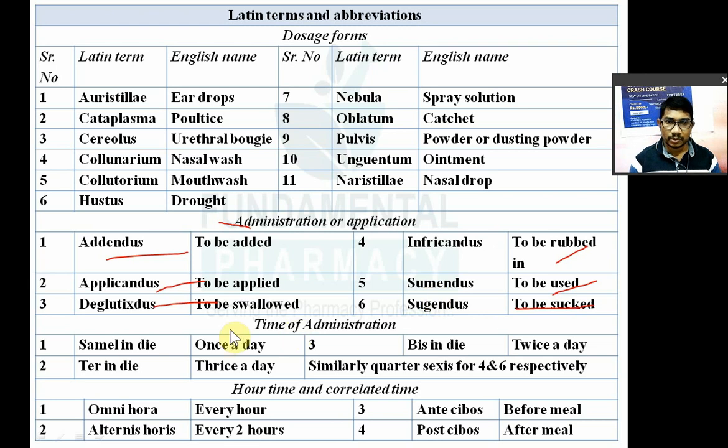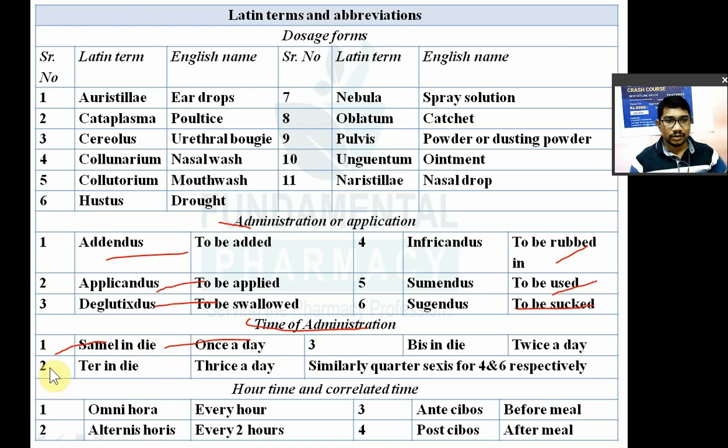Now time of administration के लिए कितने Latin terms हैं? So first is semel in die. Semel in die मतलब क्या? Once a day. Semel in die means once a day. पहले ये Latin terms। So they used to prescribe the medicine and they used to explain this instruction: semel in die, bis in die, like that. How many times you have to take that term. Semel in die means once a day. Okay.